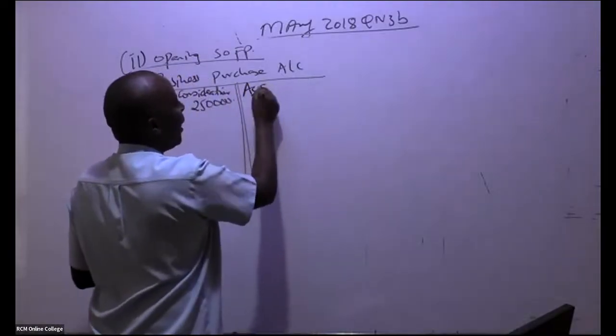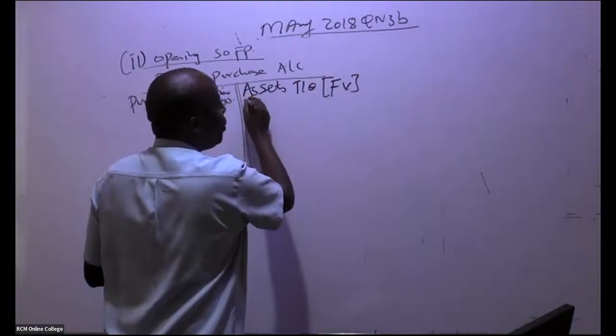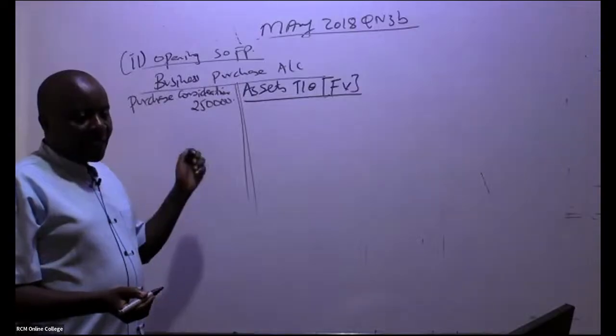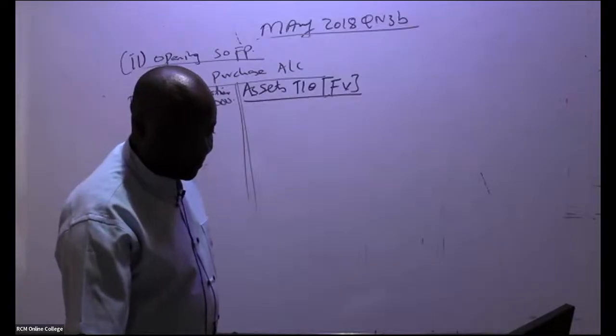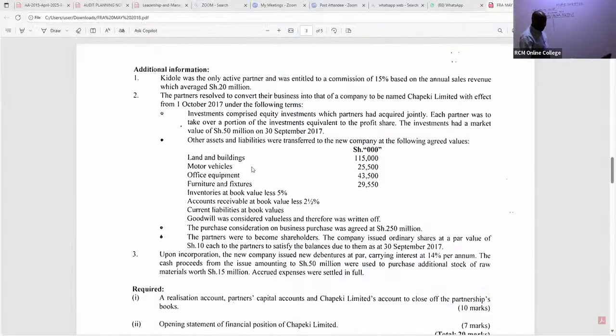So you write here, assets taken over. And remember, for assets taken over, you always use fair value. So go to note number 2 and pick this. You are taking them at fair value, at market value. So you write land and buildings, 115,000. Very easy. These are the assets and liabilities which were transferred to the new company. So land and buildings, 115,000, fair value.